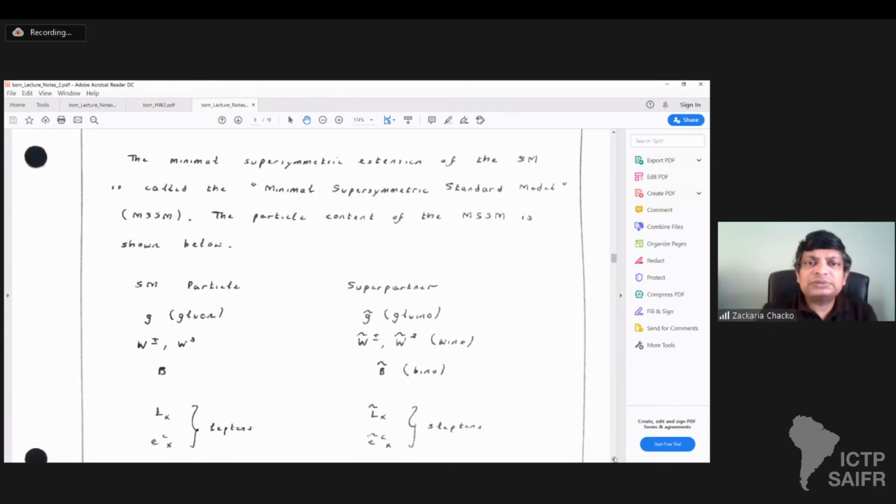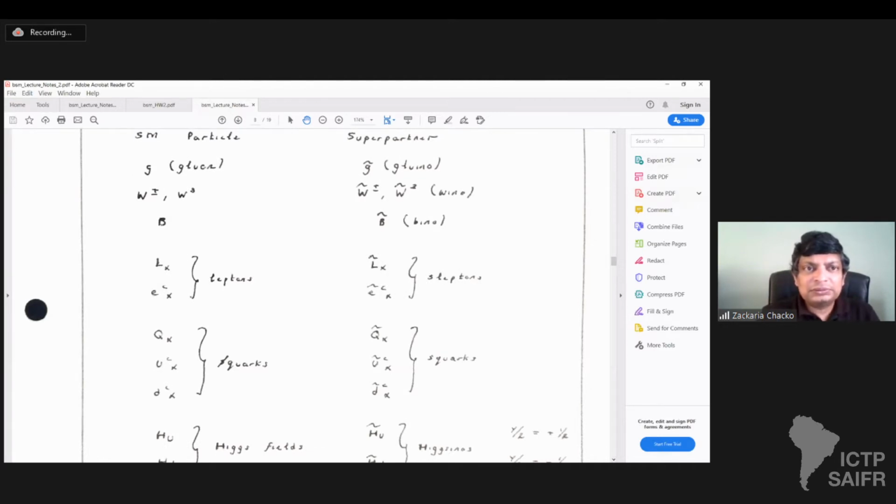So the minimal supersymmetric extension of the standard model is called the minimal supersymmetric standard model. It's usually known by its initials as the MSSM. The particle content of the MSSM is shown below. So here's what it is.